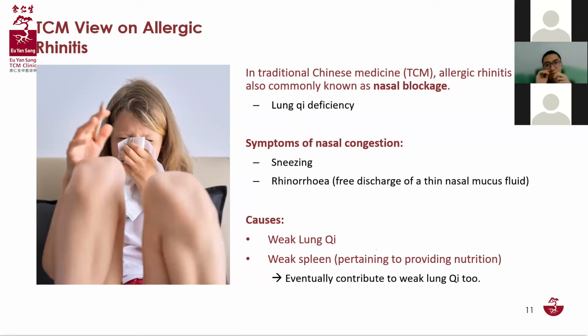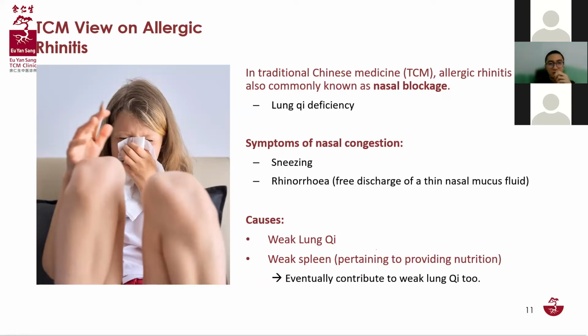Allergic rhinitis is also commonly known as nasal blockage. The etiology behind this is that the lung qi is deficient. Most of the time it's due to a pathogenic cold from outside that invades the nose, then it can cause nasal congestion. So you have sneezing and rhinorrhea. It's watery and flowy, like you open the tap, and then the phlegm keeps coming out, watery fluid, mucus fluid, sorry.